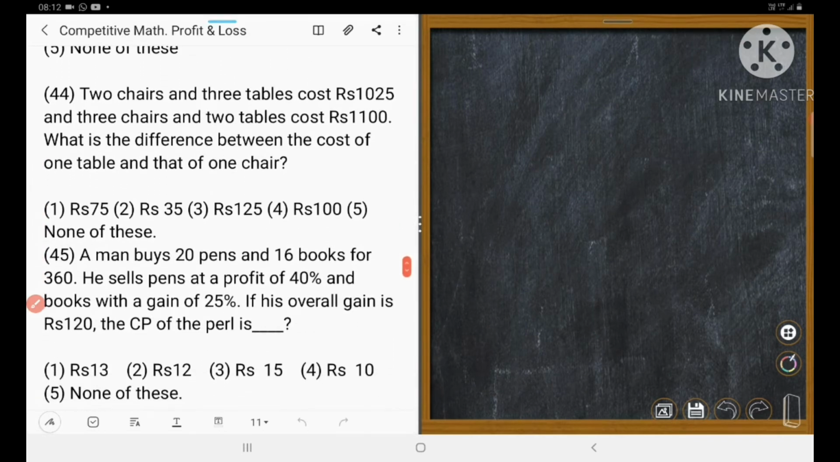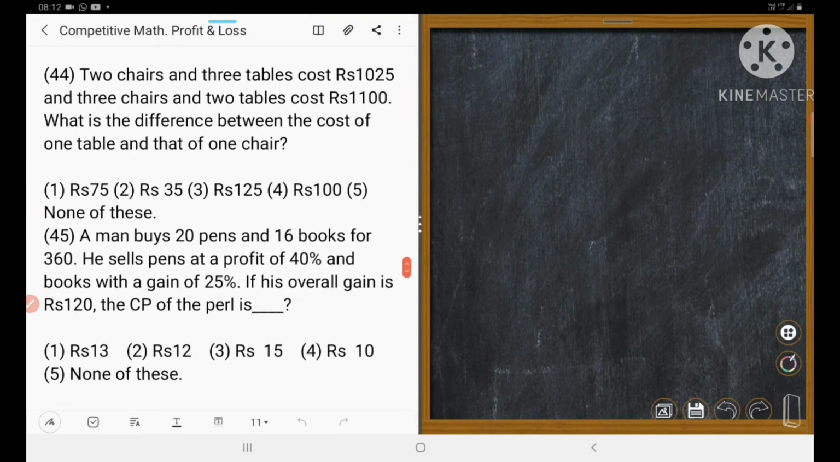Next one is 44. 2 chairs and 3 tables cost 1025, and 3 chairs and 2 tables cost 1100. What is the difference between the cost price of one table and that of one chair?